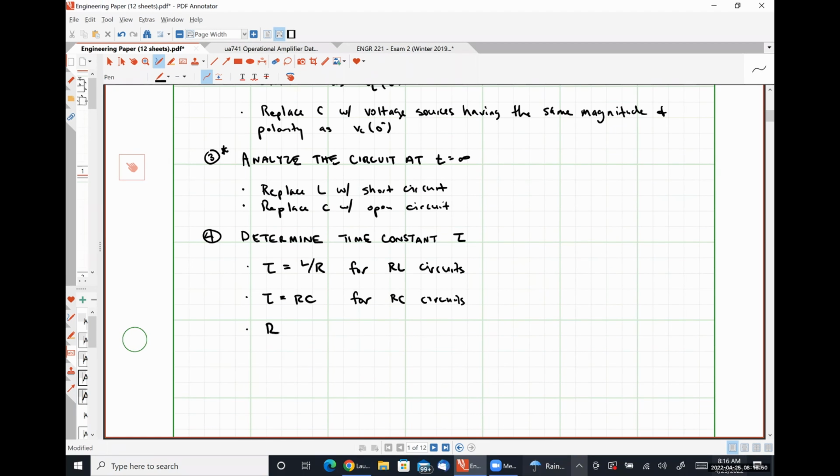And R is the Thevenin equivalent resistance seen by L or C. I'm saying that very explicitly, the Thevenin equivalent resistance, to remind you that you are supposed to turn off your independent sources, because anytime you're calculating the Thevenin equivalent resistance, you do so utilizing a dead network.